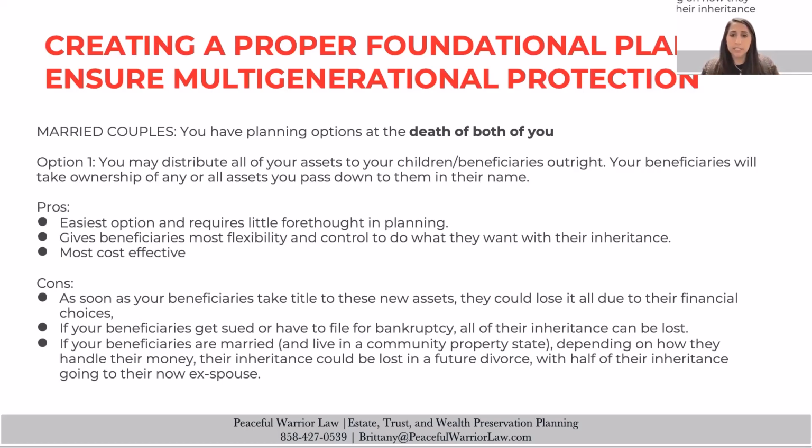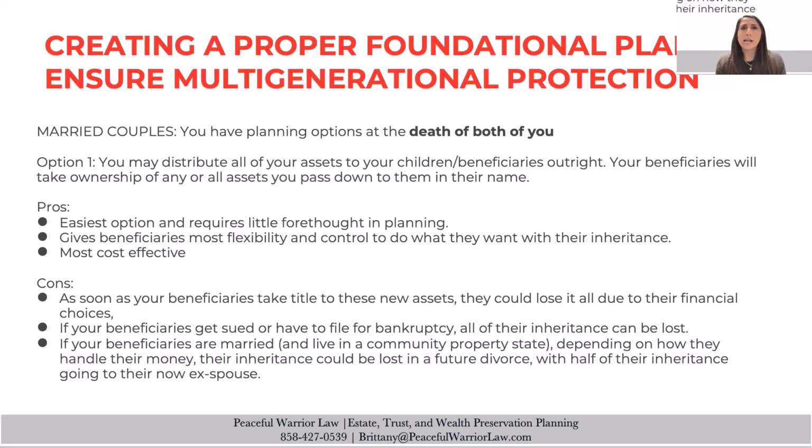This option is obviously the easiest option and requires little foresight in planning. Again, you are giving the beneficiaries utmost flexibility and control to do whatever they want with their inheritance. And it's the most cost effective because you don't have to really plan for what should happen in the future. But if we go back to the concept of multi-generational estate planning, this could be a reason why a lot of wealth is gone by the second or third generation, because they just spent it all or lost it.